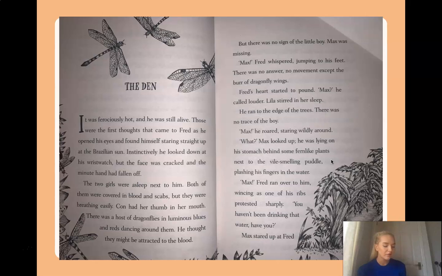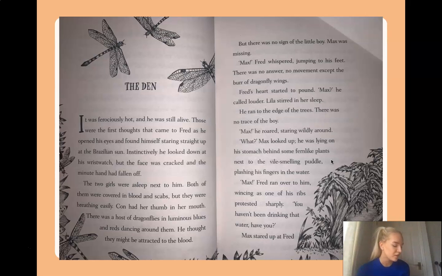There was a host of dragonflies in luminous blues and reds dancing around them. He thought they might be attracted to the blood. But there was no sign of the little boy. Max was missing. "Max!" Fred whispered, jumping to his feet. There was no answer, no movement, except the burr of dragonfly wings. Fred's heart started to pound. "Max!" He called louder. Lila stirred in her sleep, so we can see that because he shouted a little bit louder, it's made her twitch, it's made her stir in her sleep, but not so much that she's actually awoke.